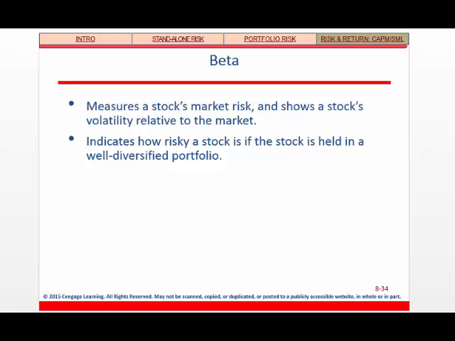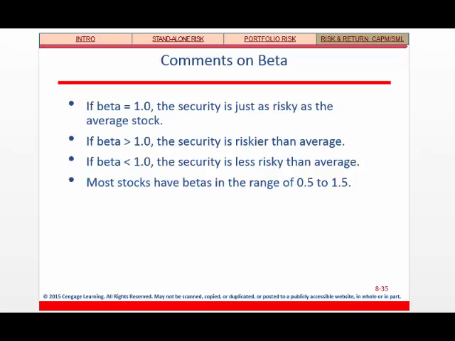So let's go over some major concepts about beta. If the beta equals 1, the security is just as risky as the market. So the beta for the market equals 1. By the way, the beta for a risk-free asset is 0, because there's no risk involved. But the beta for the market is 1. So if it's 1, the security is just as risky as an average stock or the market. If it's over 1, that means it's riskier than average. If it's less than 1, it's less risky than average.